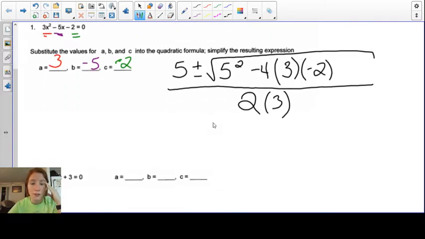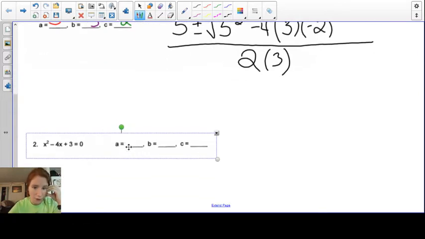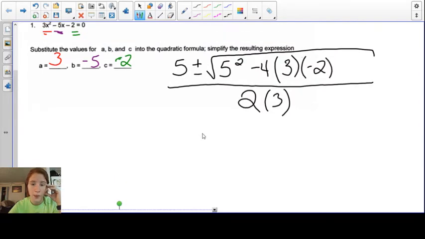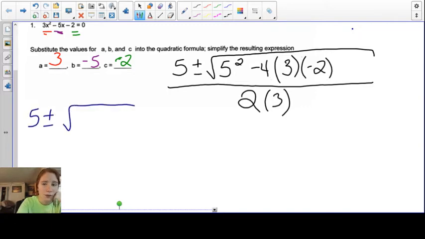Now what we need to do is some simplifying. I might have to move this down, but that's just because I write so big. When we simplify, we're going to simplify the stuff underneath the square root first. The 5 out front is going to stay. 5 squared, or 5 times 5, is going to give me 25.